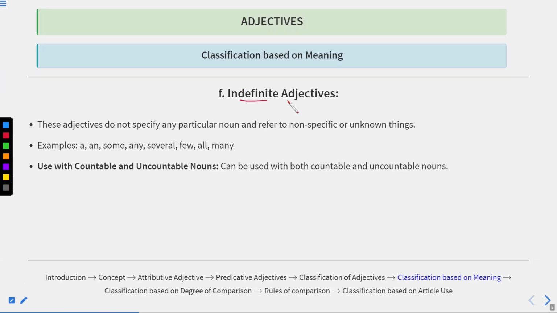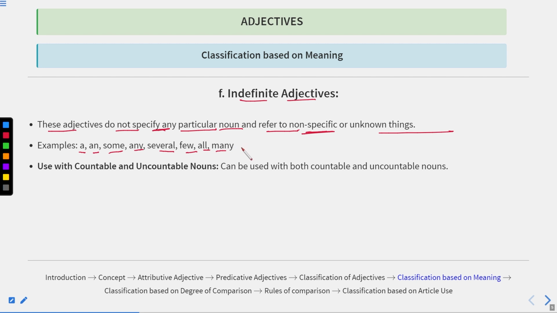Now we'll discuss indefinite adjectives. Indefinite adjectives are those adjectives which do not show a definite noun or definite quantity of nouns. These adjectives do not specify any particular noun and refer to non-specific or unknown things. For example, some, any, several, few, all, many.